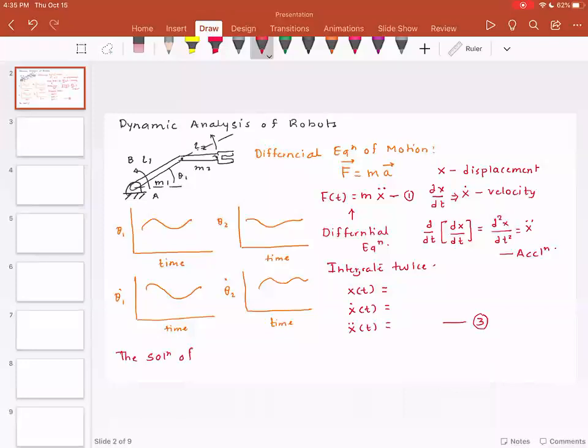So what it means is, the solution of a differential equation is a function that satisfies the differential equation.